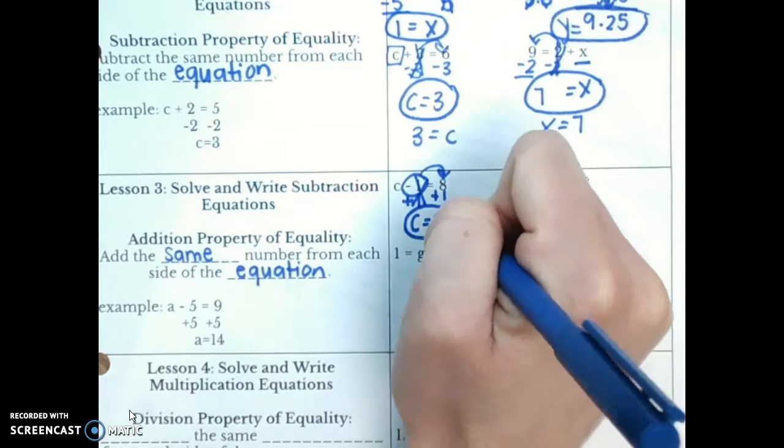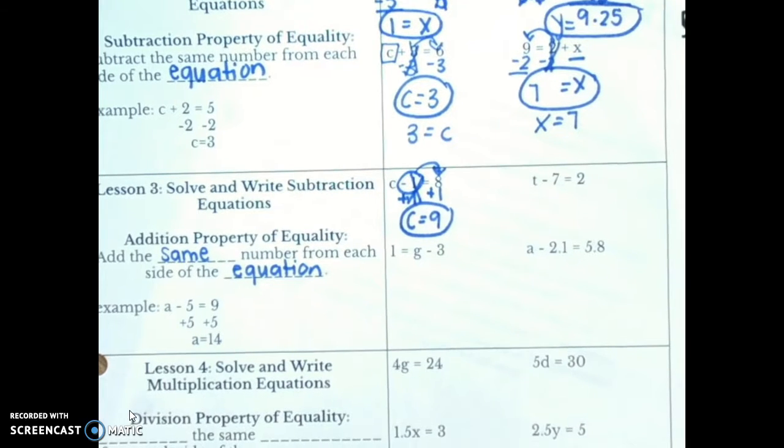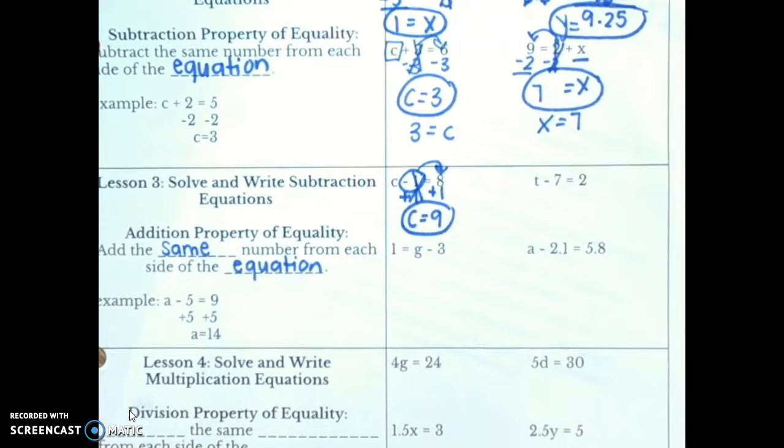Now, this is kind of like the last lesson we did about solving and writing addition equations, except we're doing the opposite. The last one we had adding and we subtracted on both sides. Now we have subtracting and we're going to add the same number to each side. So we're basically doing the opposite of what it's telling us to do.